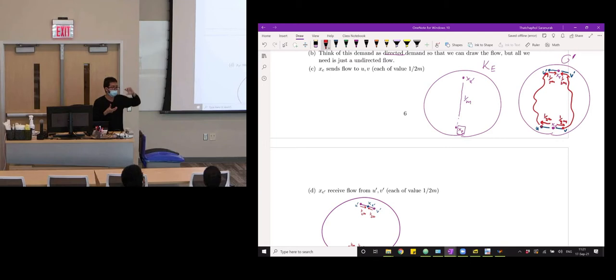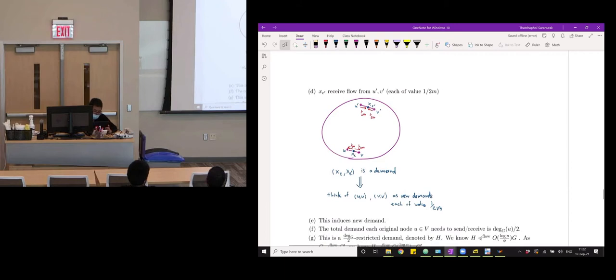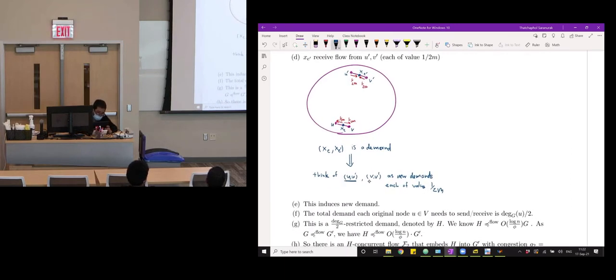For every demand, I construct the beginning of how the flow looks like and how it should end. Okay, and once I have done that, this flow induces a new demand. What kind of new demand is it? It says that instead of trying to send from XE to XE prime, now you should send to U prime with this much, and V should send to V prime by this much. Okay. So you should think of each of these U and U prime and V prime as a new demand.